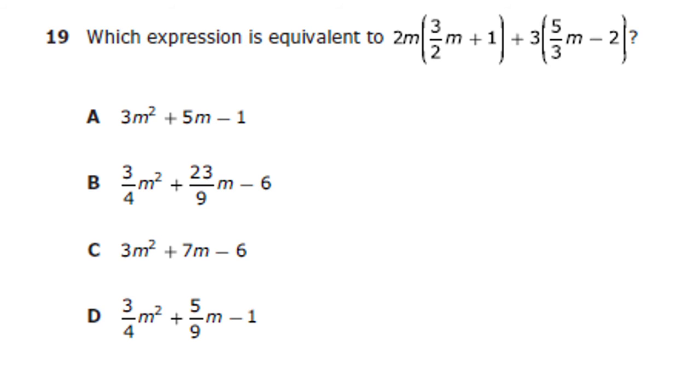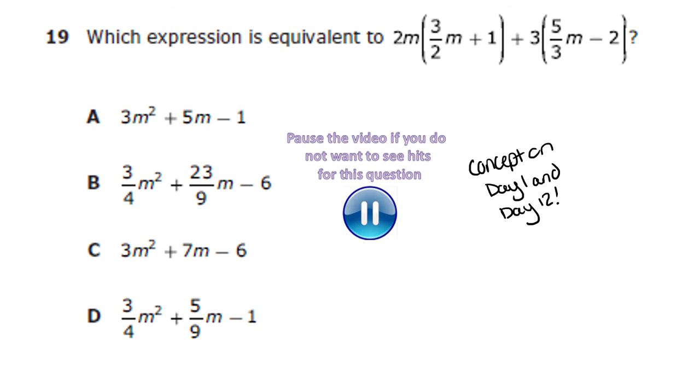Alright, number 19. We talked about this concept on day 1 and day 12. Here comes your first hint, and this concept is simplifying algebraic expressions and laws of exponents.